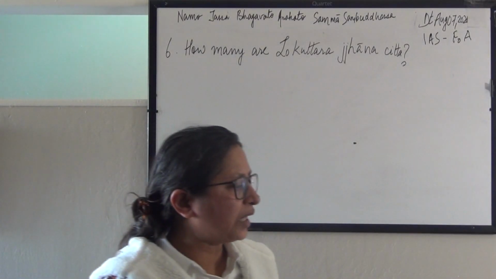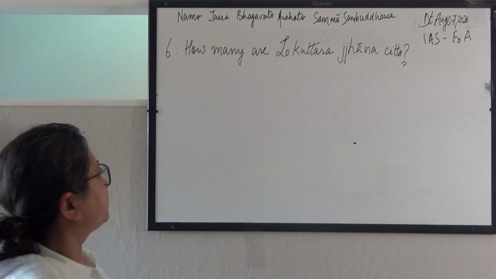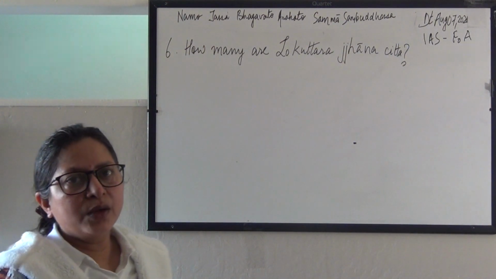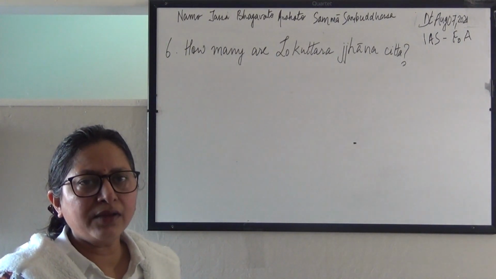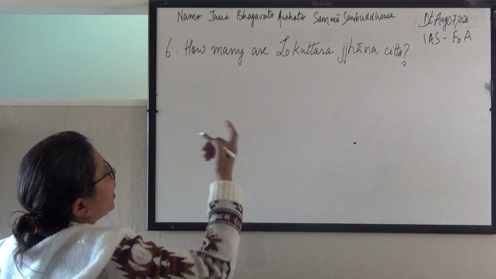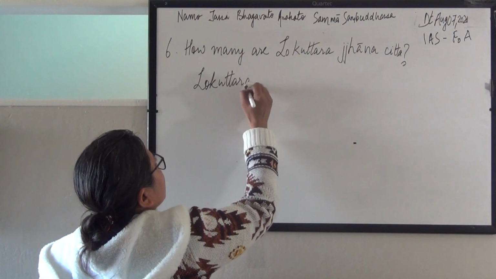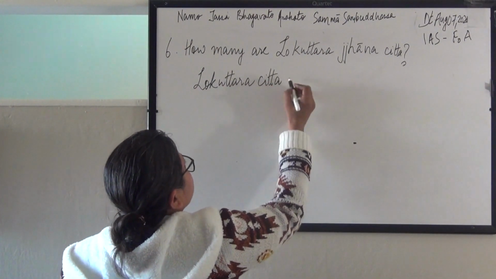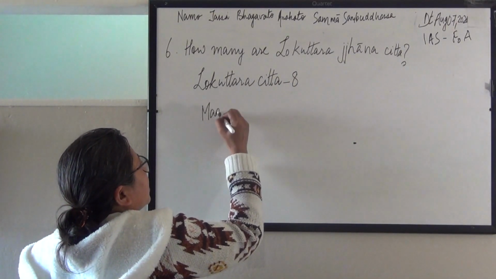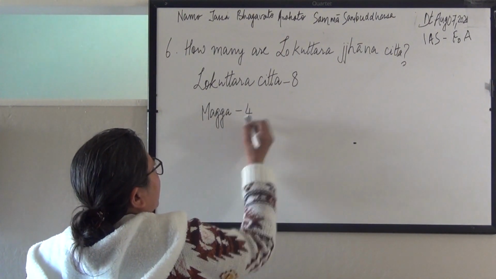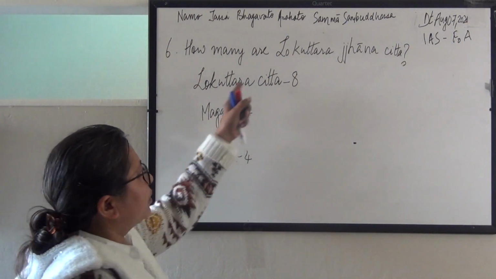Moving to the next question, that is the 6th one. How many are Lokuttara Jhana Chitta? When we look at the 89 Chitta, a total of 89 Chitta that we have, how many are Lokuttara chitta? Lokuttara chitta are 8. Which 8? Magga chitta 4 and Phala chitta 4. So these are the 8 Lokuttara chitta.